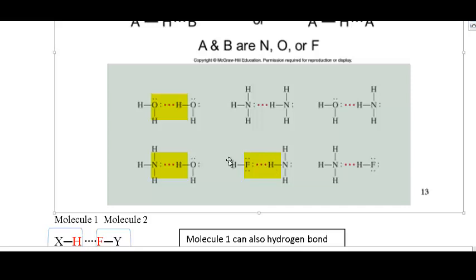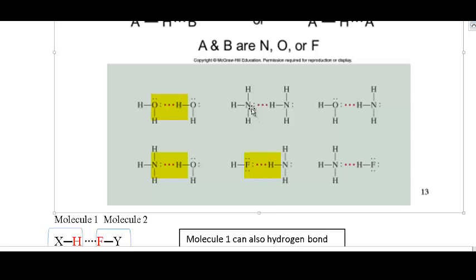So let's take a look at this a little bit more keenly. In the polar molecule water, this oxygen becomes partial negative due to polarity, and in another water molecule, that hydrogen becomes partial positive. So partial positive with a partial negative.